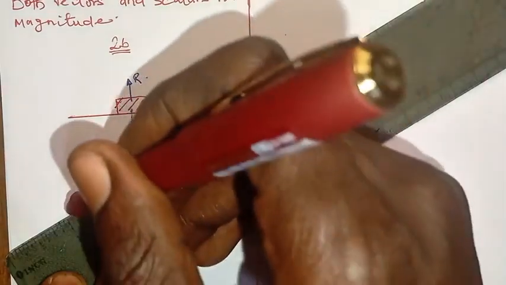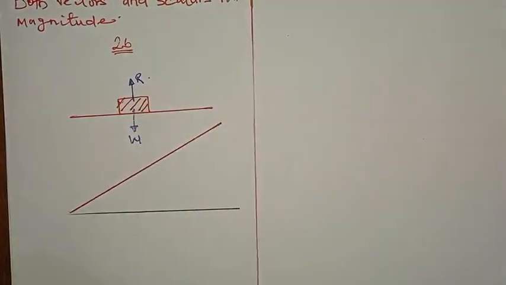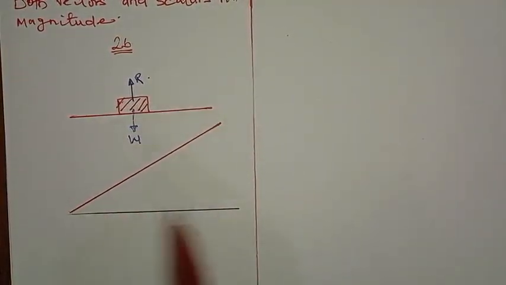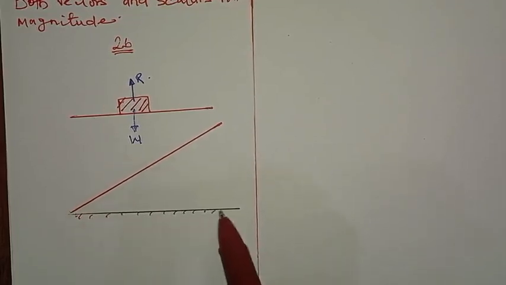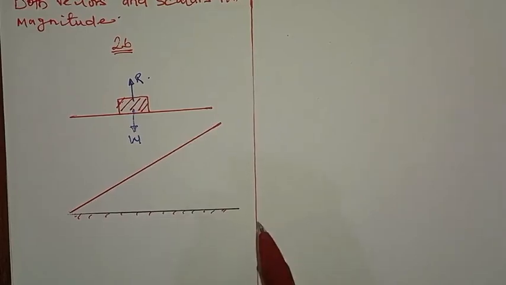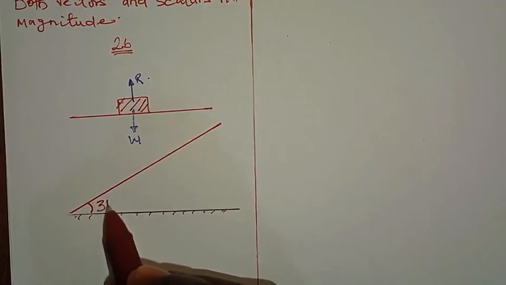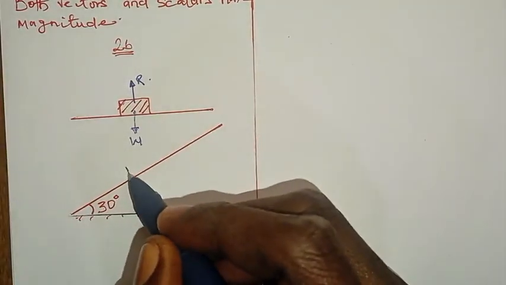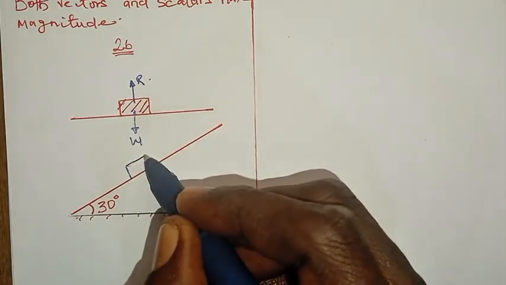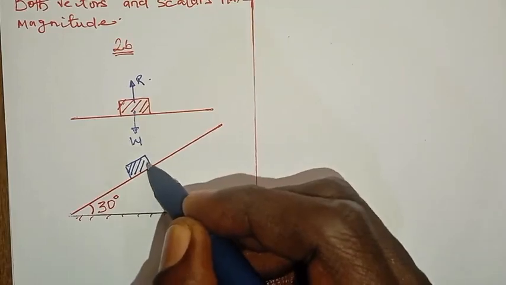So I raise this object at an angle of 30 degrees to the horizontal, as you can see. So it was here, right? Then I raise it just the way I did the ruler and the block of wood, setting it at an angle of 30 degrees. So this is what the question is talking about. The object is now inclined and at the verge of sliding down the plane.